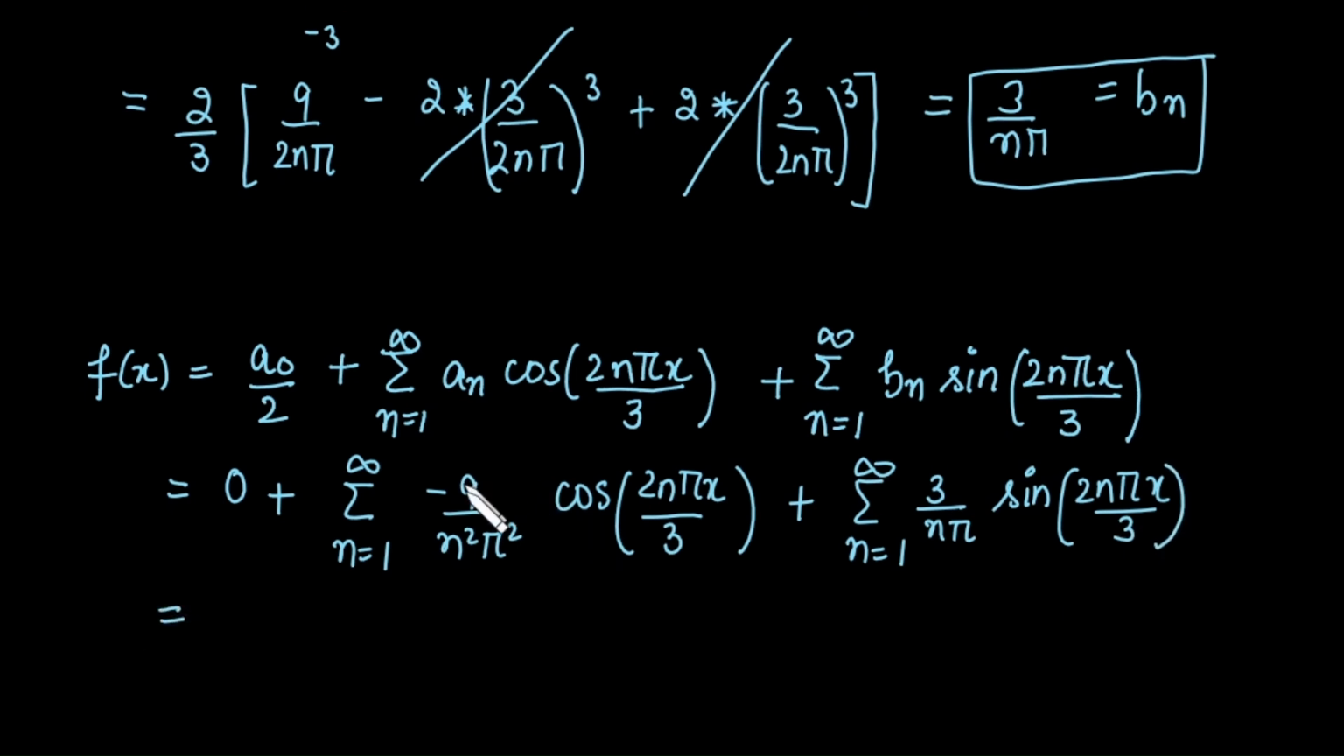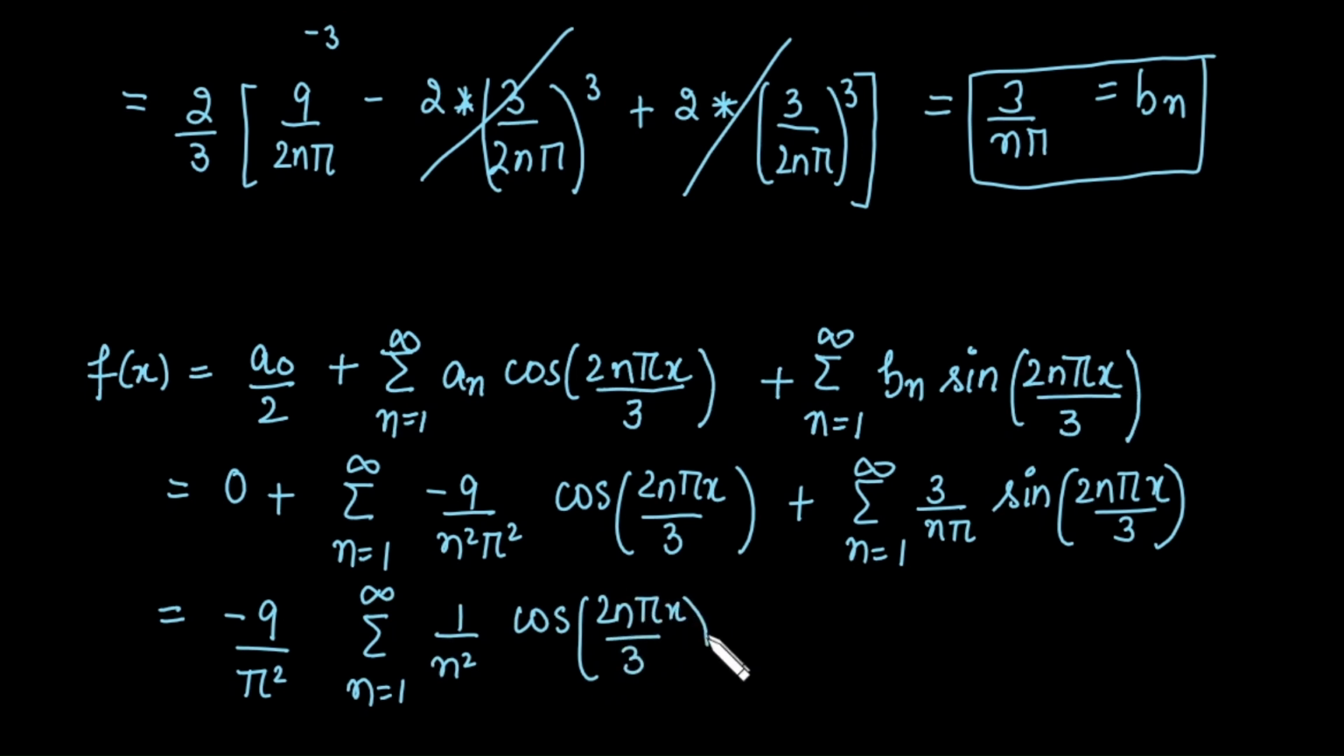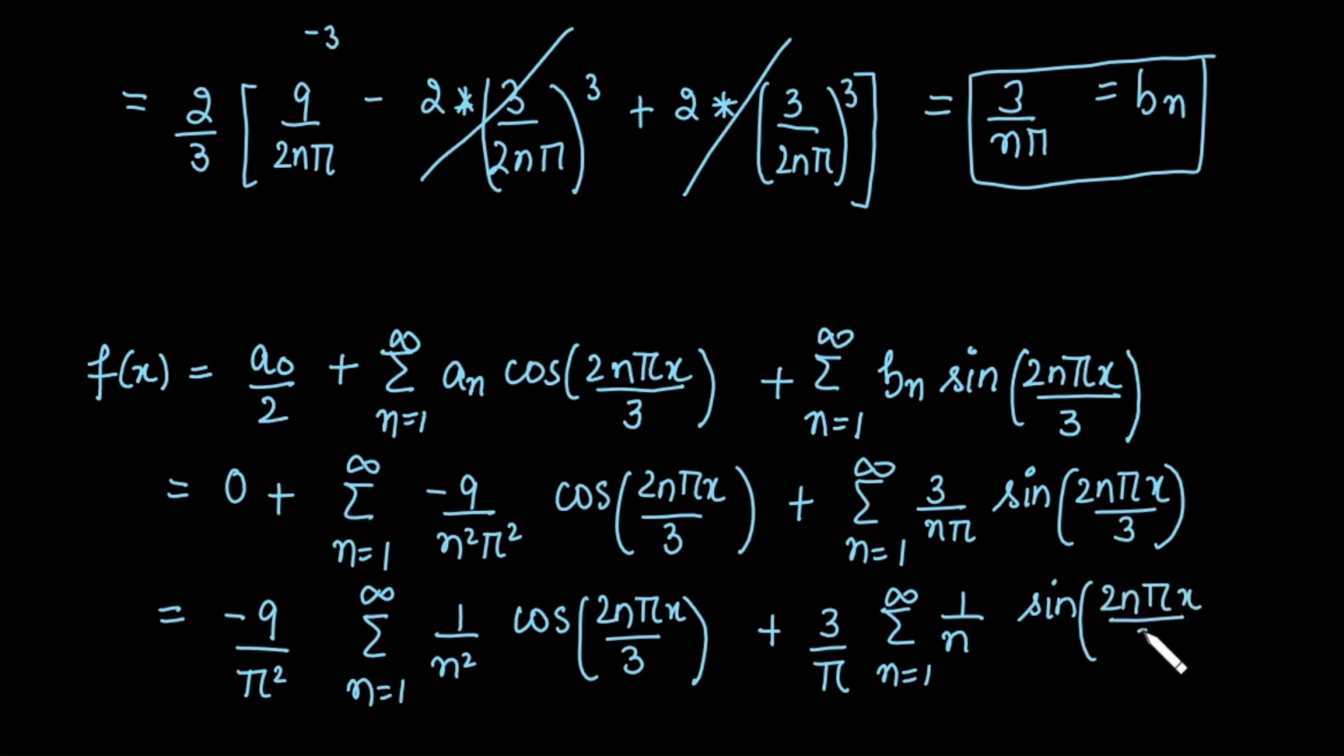More simplified form is this: minus 9 and π square is not depending upon the index n, so we can take it as outside. So minus 9 by π square summation n from 1 to infinity 1 upon n square cos of 2nπx by 3 plus, and in this case 3 is not depending upon n as well as π is not depending upon n, so we can take this outside. Summation n from 1 to infinity 1 upon n sine of 2nπx by 3.